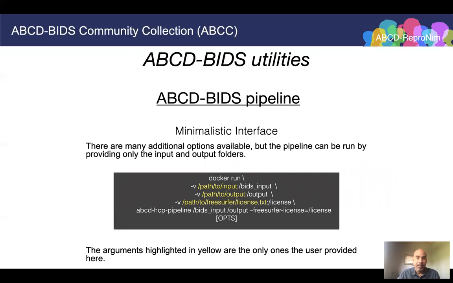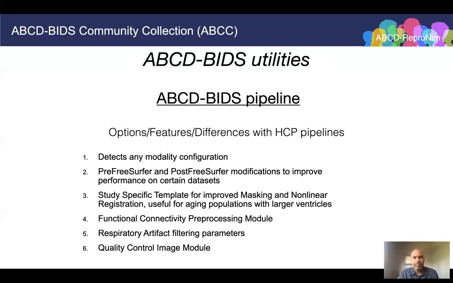The pipelines are very minimalistic. They run as a BIDS app, so they run via Docker with very limited requirement for inputs, but several options that can be added as well. There are several features or differences with these pipelines relative to the Human Connectome Project. It will detect any modality configuration, so however the different types of data were collected. There are some modifications in pre and post FreeSurfer to improve performance for registration, segmentation, and other aspects of the data.